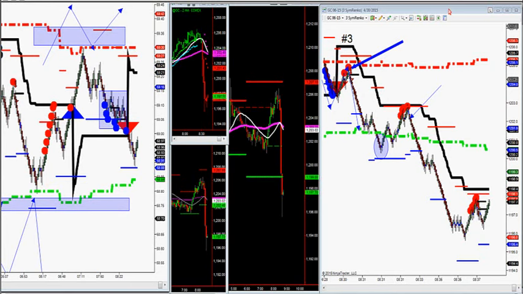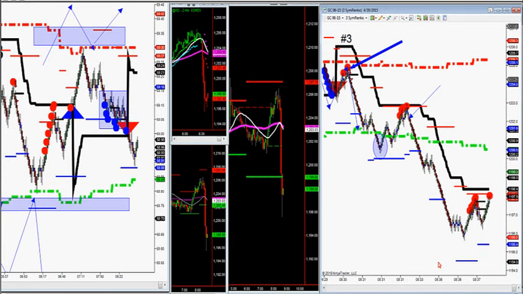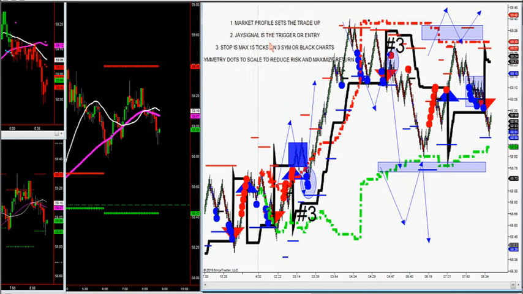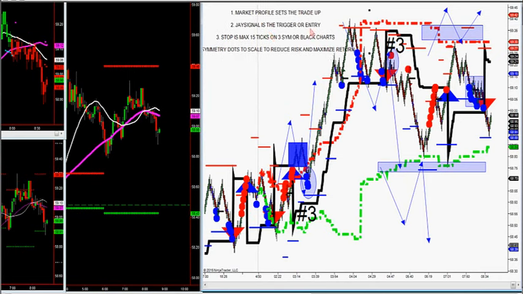Go down to crude oil, Gerald, if you can, on the 3-sim. If I look on crude oil over here, since midnight, look how we broke out of value right here. Look how it broke out of HVA. Remember, market profile sets the trade up. So we broke out of value at HVA, and you take the first retracement long on the fib dots.